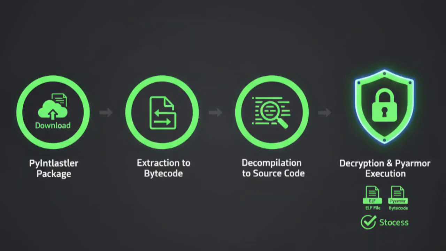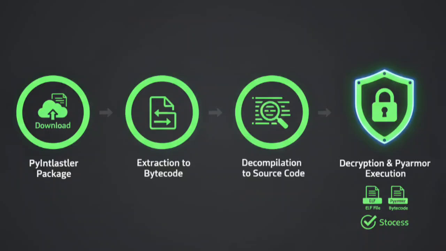Stage 2. Extraction to bytecode. Once the victim runs the file, the system extracts the underlying Python bytecode. At this stage, the malware is still packed, hiding its true intent from simple file scanners.